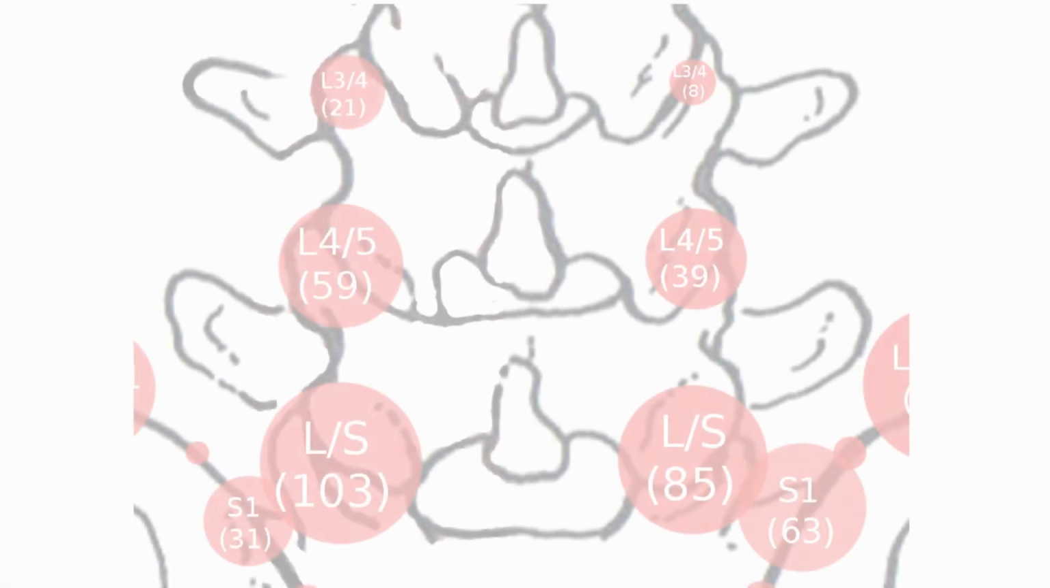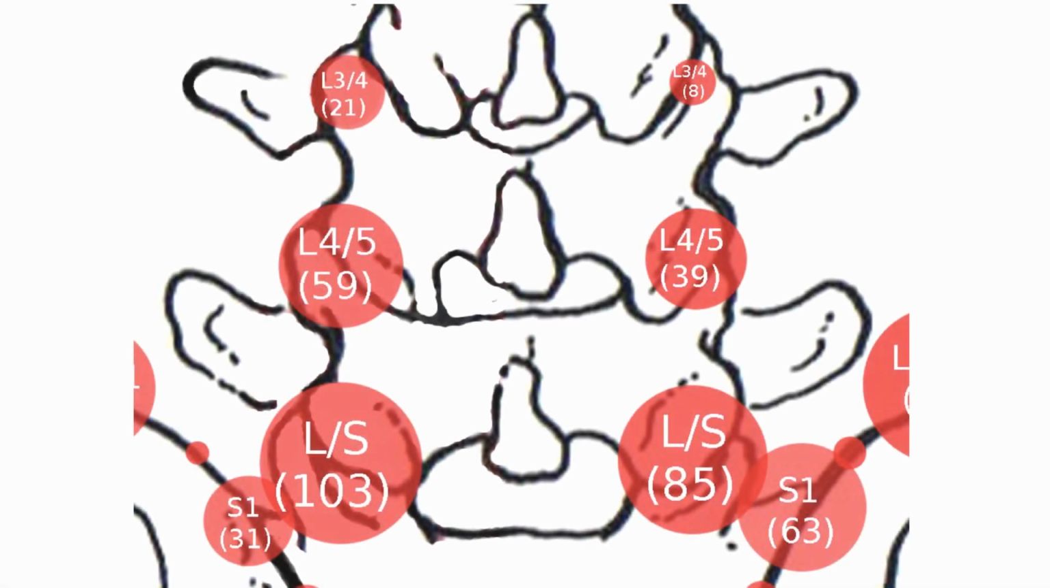There does also seem to be a greater number of lumbar lesions on the left compared to the right. This skewing to the left seems to increase from the LS to L45 to L34. At the lumbosacral junction, I found 103 lesions on the left compared to 85 on the right. At L45, 59 to 39, and at L34 21 to 8.